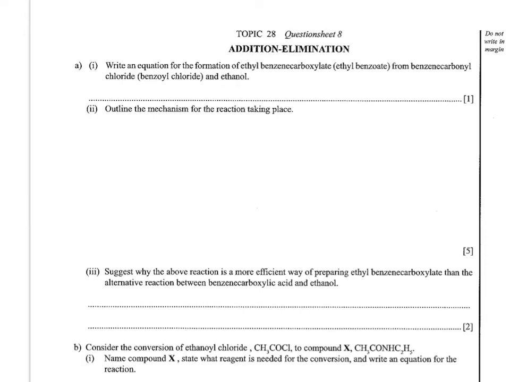From this exam style question, the first thing they're asking you to do is to write an equation. It's worth taking a moment to try and choose what kind of thing they're asking you to write an equation about. It's an ester being formed from a reaction between an alcohol and an acyl chloride. Now the acyl chloride in question is benzoyl chloride, which is aromatic.